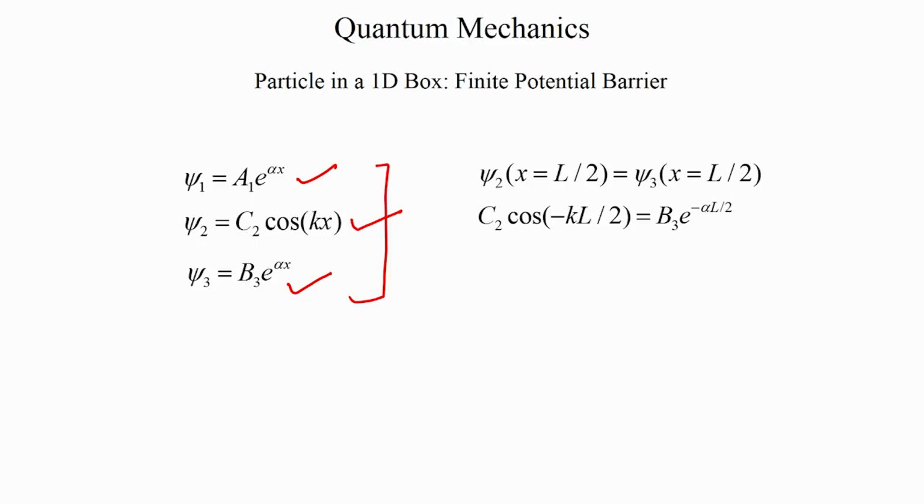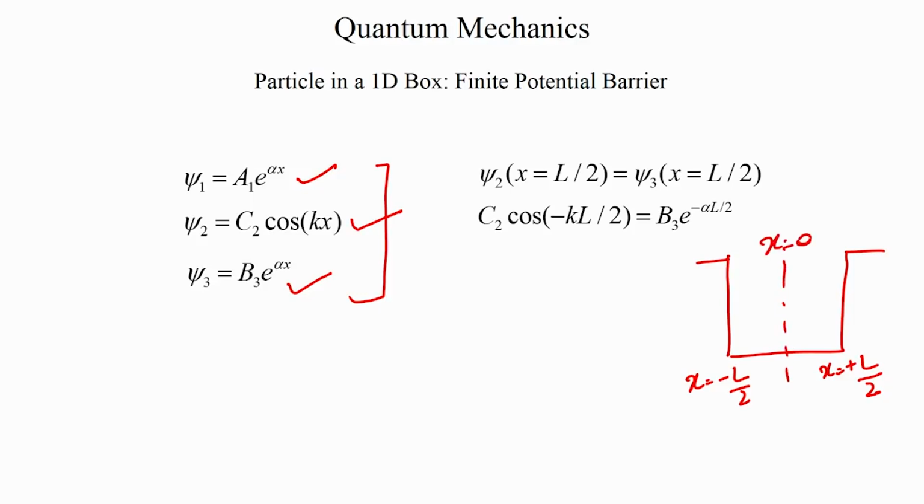Now the first thing we do is, okay, let us say the wave function is continuous. So you have the box here, this was x equal to minus L by 2, that was x equal to plus L by 2, and that is x equal to 0. Now this is region 2, that is region 3, and that is region 1. Now if you look at this boundary here, since the wave function has to be continuous, psi 2 at this point must be equal to psi 3 at this point. So psi 2 at x equal to L by 2 must be equal to psi 3 at x equal to L by 2.